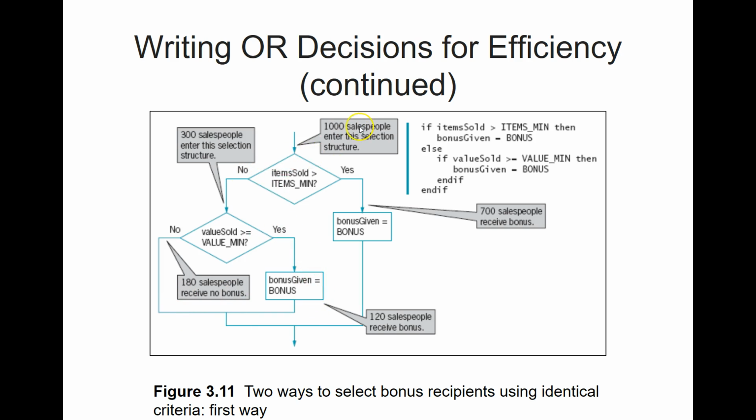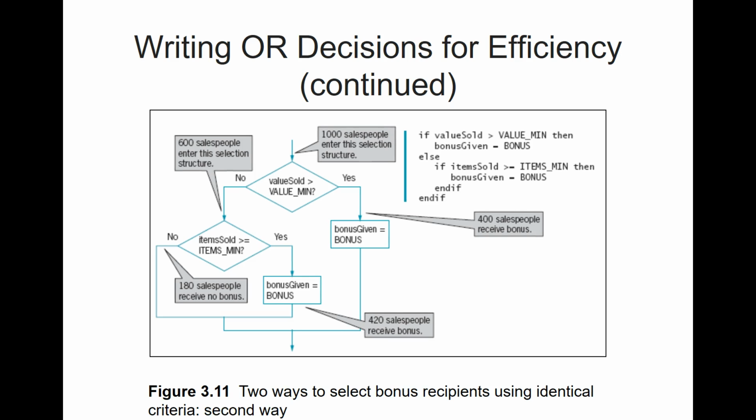But that means we ask 1,000 plus 300. So we asked that question 1,300 times. We made the computer make a comparison 1,300 times. We compare it this way. So same 1,000 up here, but now we have 600 people entering this. So we have 1,300 versus 1,600 calculations or comparisons just by changing the order that we ask them.